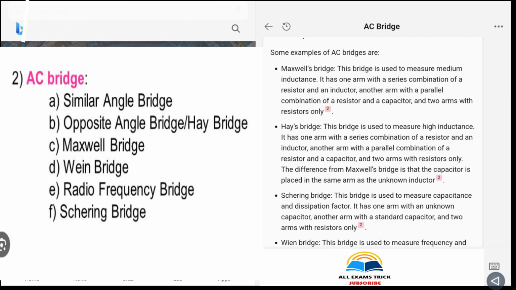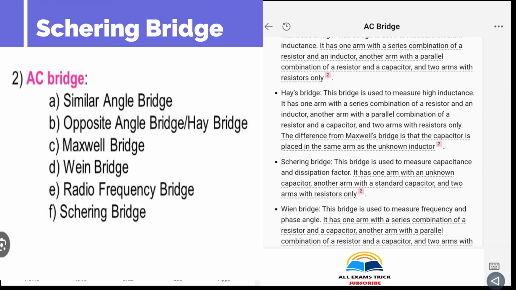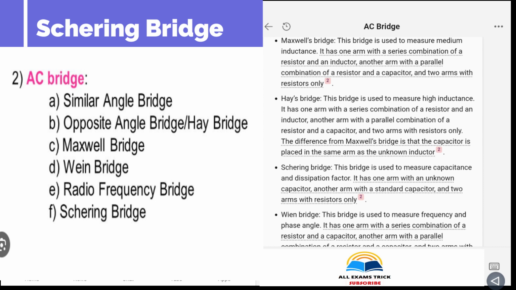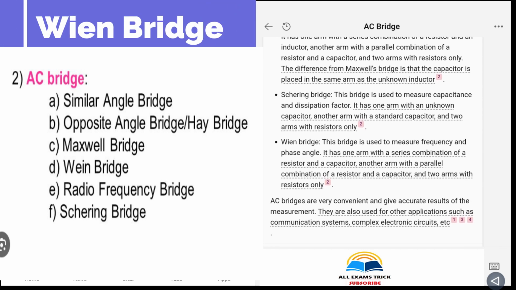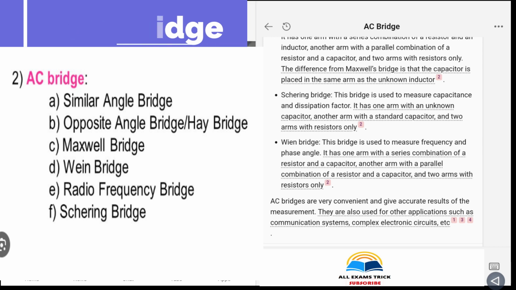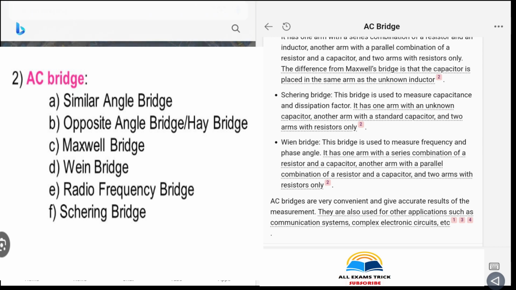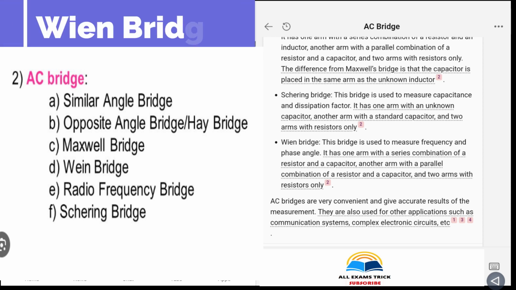Schering bridge. This bridge is used to measure capacitance and dissipation factor. It has one arm with an unknown capacitor, another arm with a standard capacitor, and 2 arms with resistors only. Wien bridge. This bridge is used to measure frequency and phase angle. It has one arm with a series combination of a resistor and a capacitor, another arm with a parallel combination of a resistor and a capacitor, and 2 arms with resistors only.